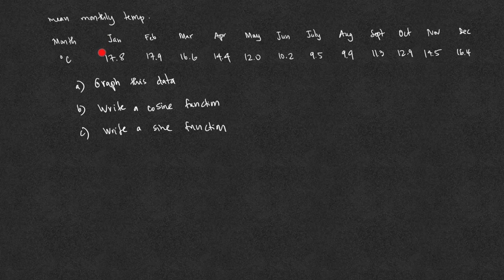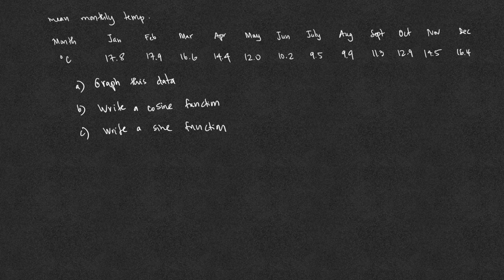The table shows the average, or the mean, monthly temperature of a certain location in degrees Celsius. The temperature in January, on average, is 17.8 degrees Celsius. In February, it is 17.9 degrees Celsius on average, and so on.